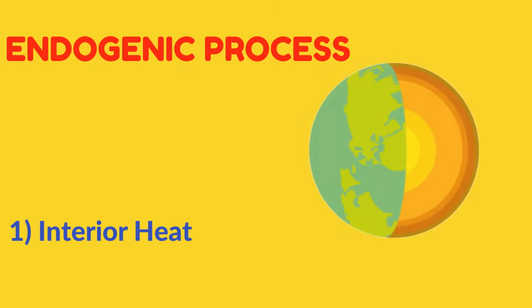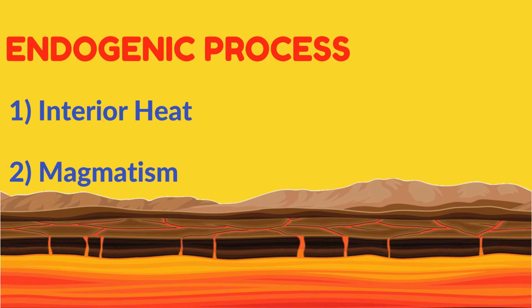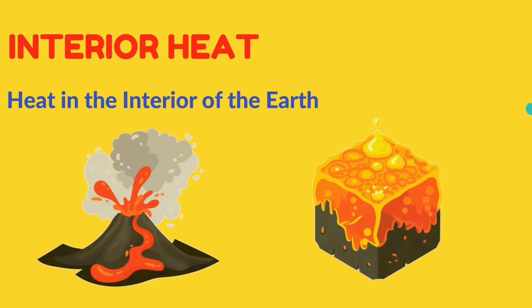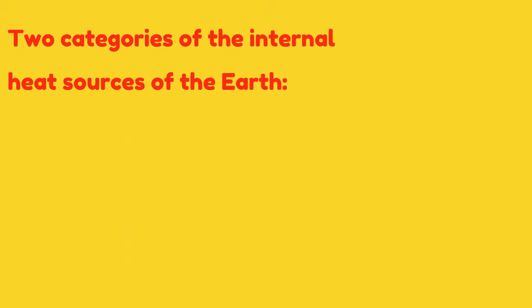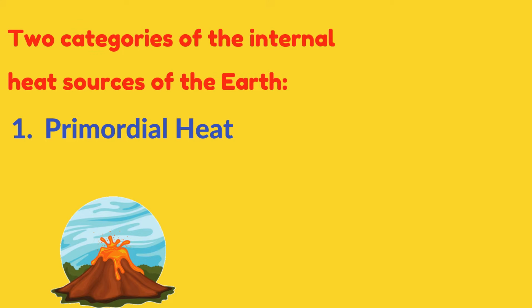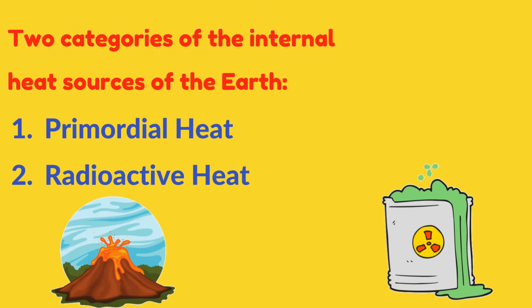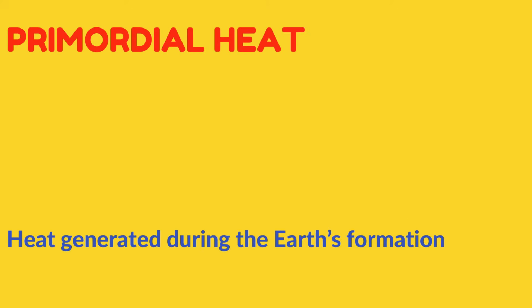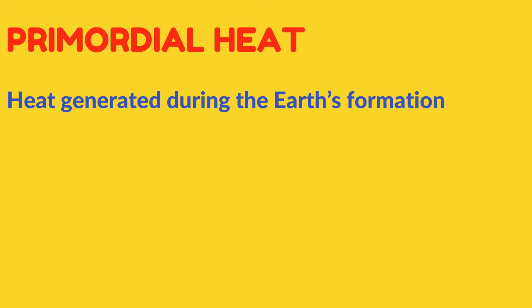The two types of endogenic processes that we will cover today are interior heat and magmatism. Interior heat, or the heat in the interior of the Earth. We have two categories of the internal heat sources of the Earth. First, we have primordial heat. Second, we have radioactive heat. Primordial heat is the heat generated during Earth's formation.